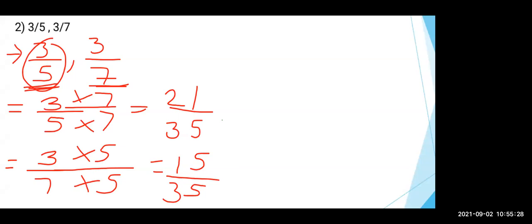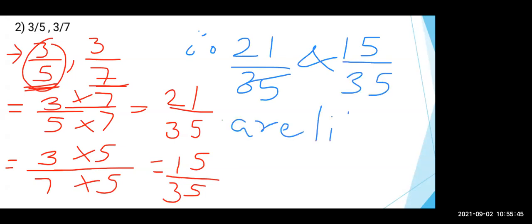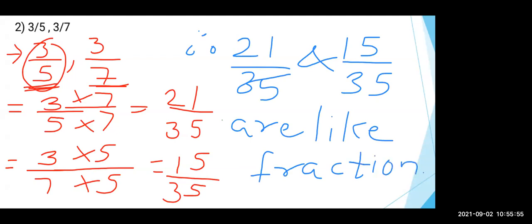So what will be our last step? Therefore, 21/35 and 15/35 are like fractions. Clear? They are like fractions. How we have made? We have made by.